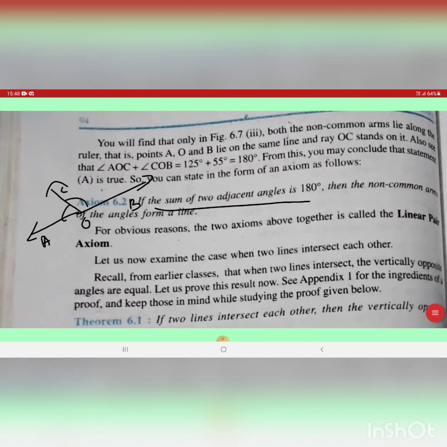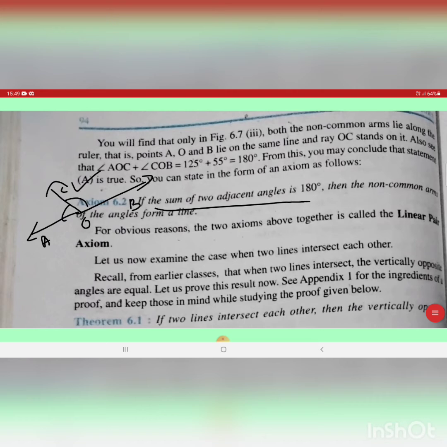Their sum is 180 degree. Then the non-common arms. The common arm, which is common to both the angles? OC. So the non-common arms are AO and OB. They form a line. That is what the statement says.